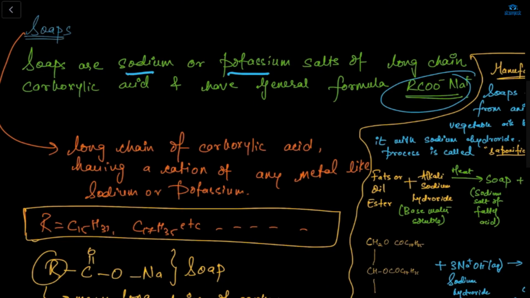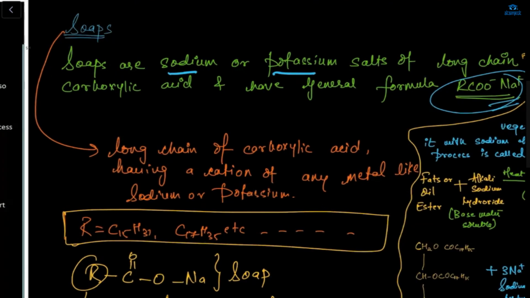Okay, so what is soap? Soaps are sodium or potassium salts of long chain carboxylic acid and have this general formula. But if we go with a very simple definition, it's a long chain carboxylic acid having a cation of any metal like sodium or potassium, like this.